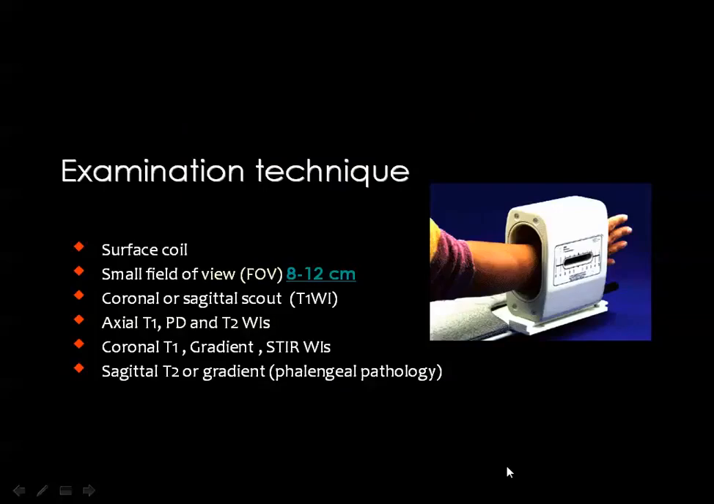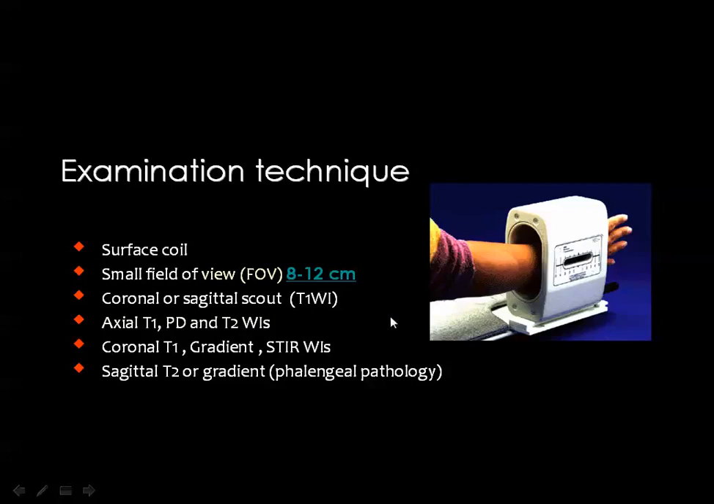The technique of examination includes the use of the surface coil and the selection of the suitable field of view, which is very important. You should select the appropriate field of view in the wrist and in the ankle joints. The appropriate field of view is, according to the literature, from 8 centimeters to 12 centimeters.